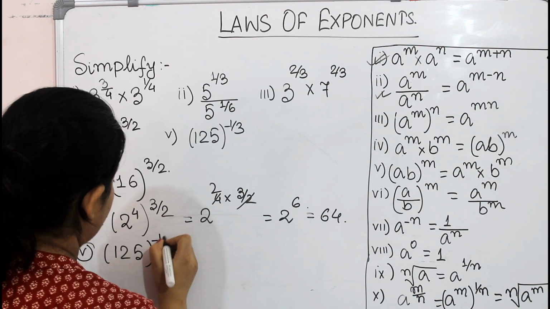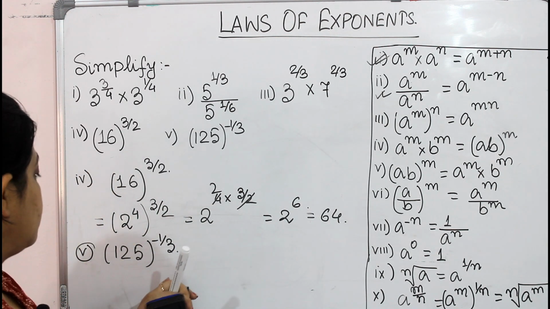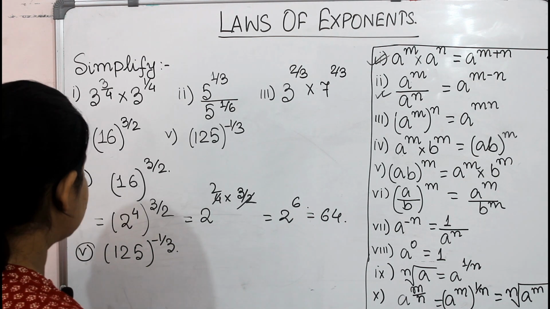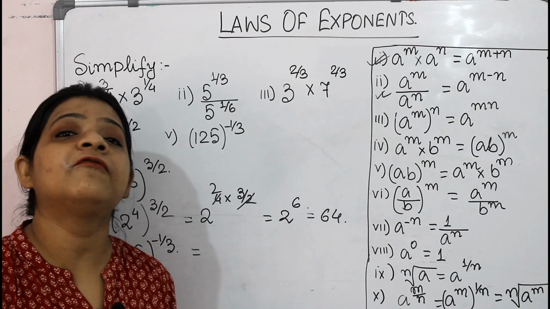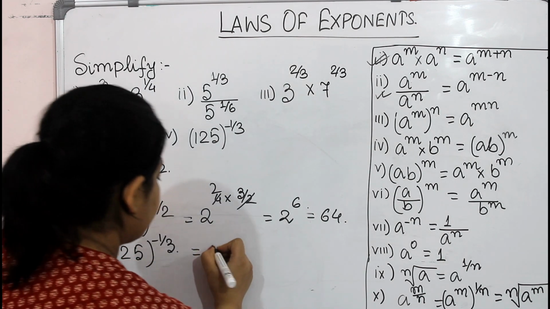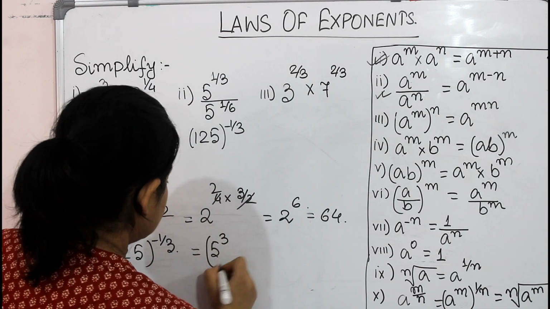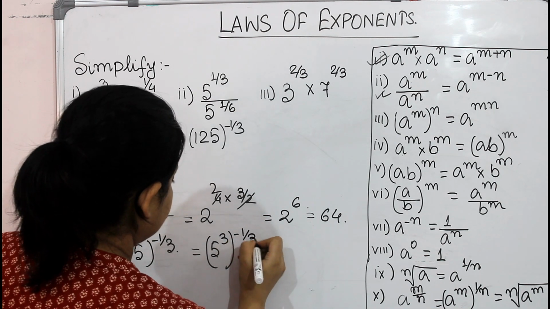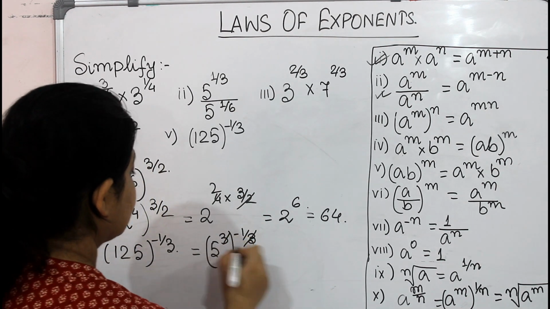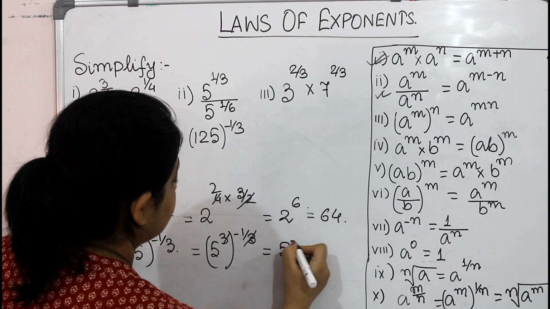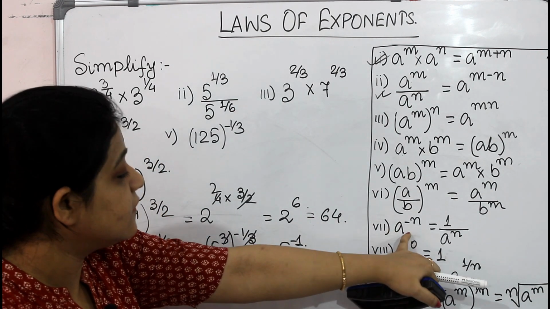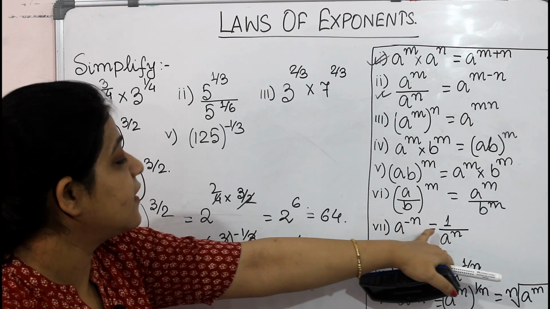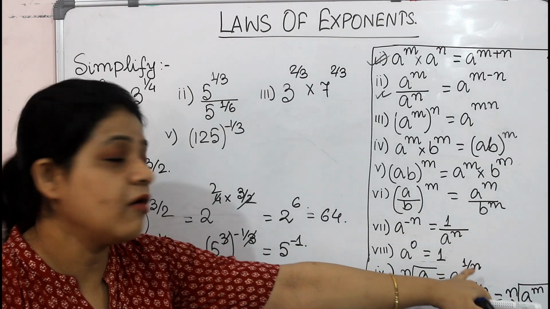Next, 125 to the power of minus 1 by 3. First let us write down 125. 125 is 5 cube, so 5 cube to the power of minus 1 by 3. So the 3 gets cancelled, and you are left with 5 to the power of minus 1. Which rule will work for this? This one: a to the power of minus n equals 1 by a to the power of n.